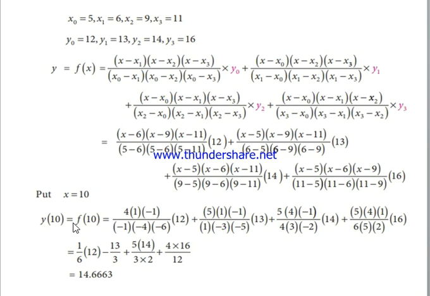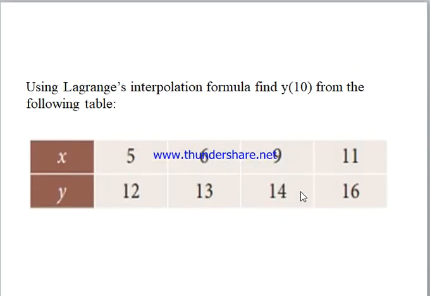We can get y of 10, that is f of 10, by simplifying the values with x equal to 10. We get 1 by 6 into 12 minus 13 by 3 plus 5 into 14 by 3 into 2 plus 4 into 16 by 12. After simplification we get the value 14.6663. So this is the final value of the given function, found by using Lagrange's interpolation formula.